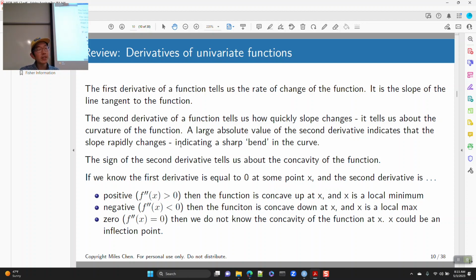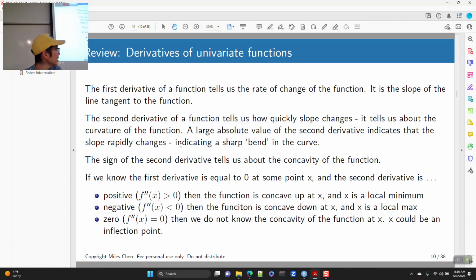If you have a large absolute value of your second derivative, that means the slope changes rapidly. That indicates a sharp turn, a sharp bend in the curve. So your slope changes rapidly, so the curvature is high.